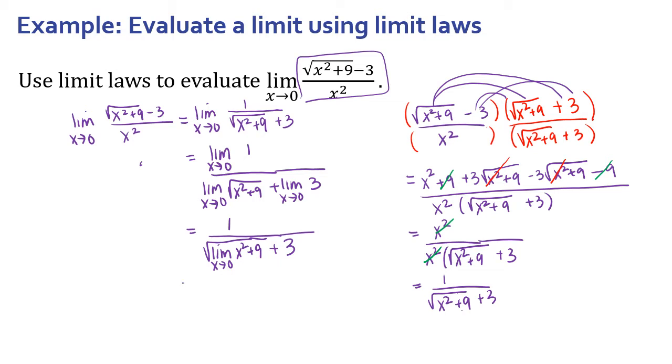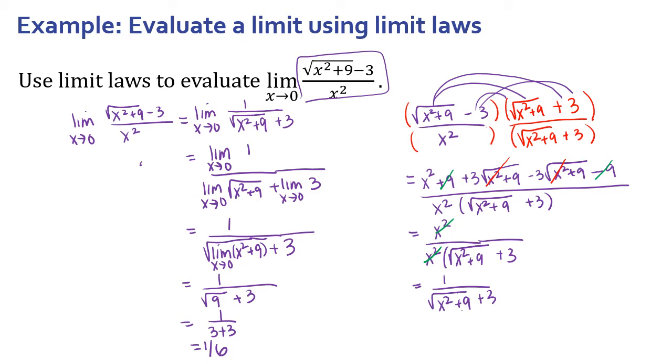So now looking here, what we're taking the limit of is x squared plus 9, which is just a polynomial. So I can actually just now go through and substitute in 0 for x. So I'm going to get 0 squared plus 9, which is 9. So that leaves me with 1 over 3 plus 3, which is 1 over 6.